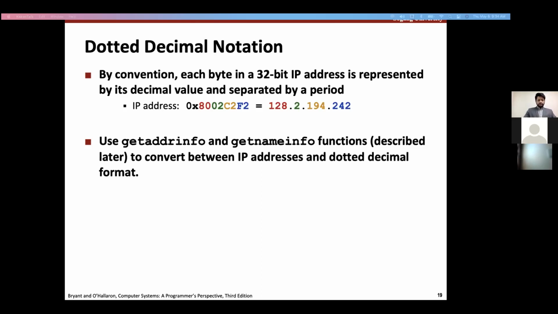And similarly, you can use other methods, for example, the get address information and get name information functions, which are described later, with which you can move back and forth between IP addresses and these dotted decimal formats.